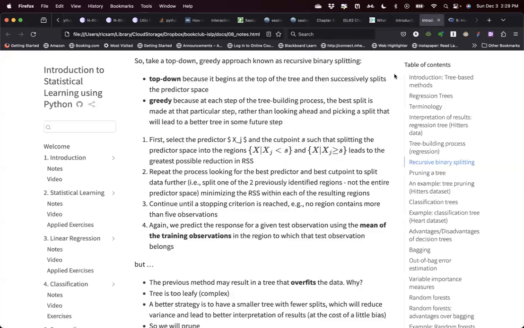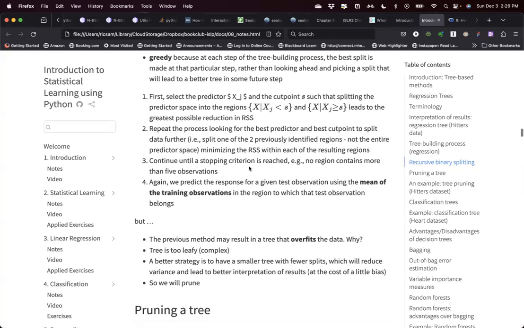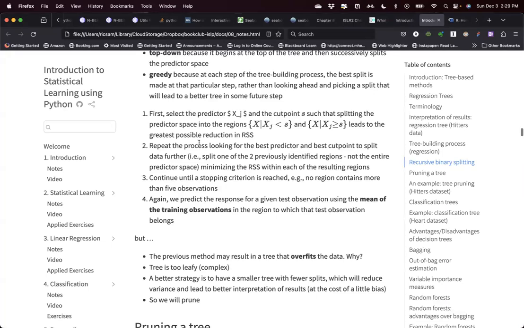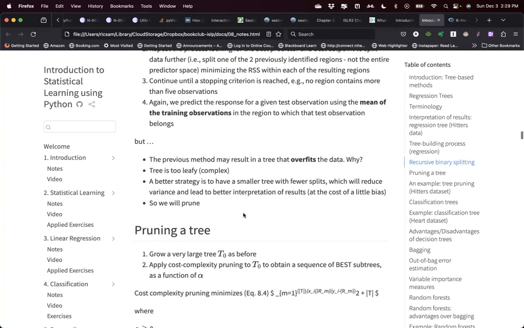All right, so here the authors are explaining how the splitting occurs, the process of the cut point, the threshold, the cut point, etc., the iteration that is happening. One of the things you should be aware of is that one of the disadvantages of decision trees is that they tend to overfit the data.